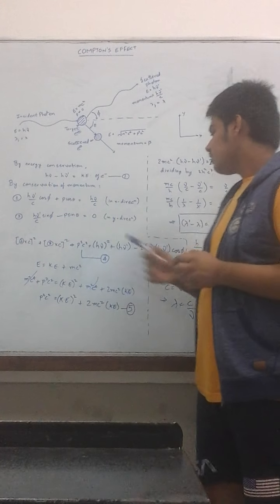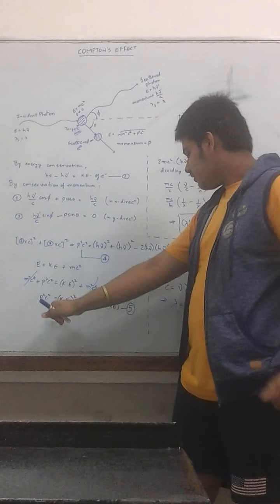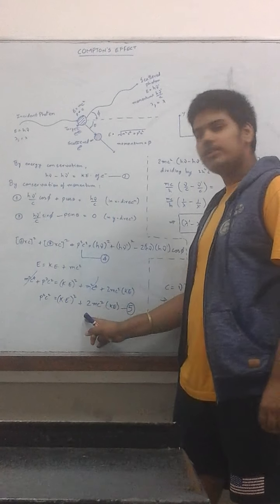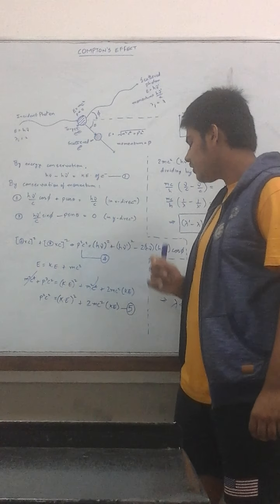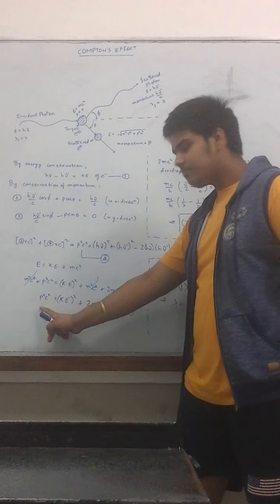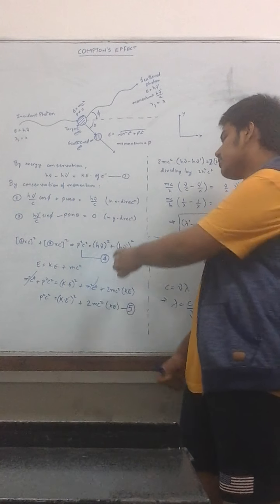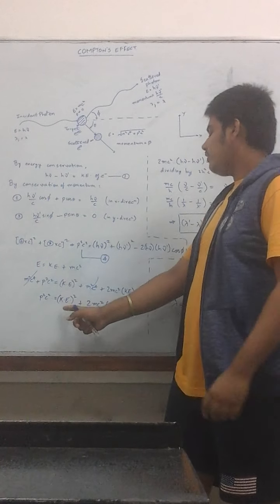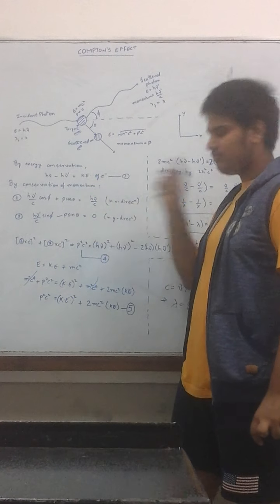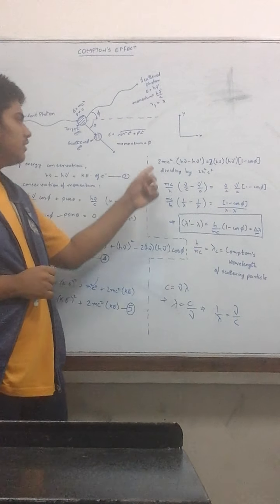Now here m square c to the power 4 gets cancelled. We get this fifth equation, p square c square is equal to kinetic energy whole square plus 2 m c square into kinetic energy. Now in this fifth equation, you have to substitute the value of p square c square on the left hand side by equation 4. You will put this right hand side here, and the value of kinetic energy as h nu minus h nu dash from equation 1. On solving we will reach here.